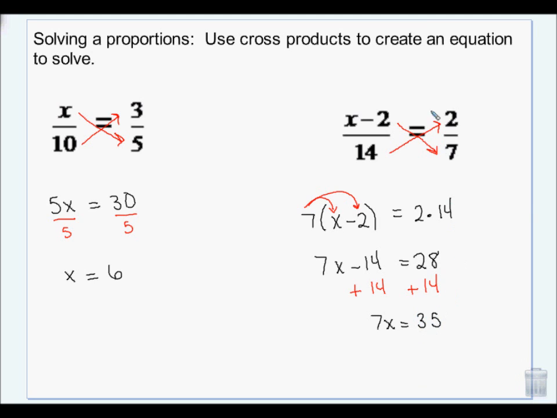No, sorry, I was adding 7. Yeah, 42. Thank you. Divide by 7, and hey, looky there. I didn't do that on purpose, but x equals 6 again.